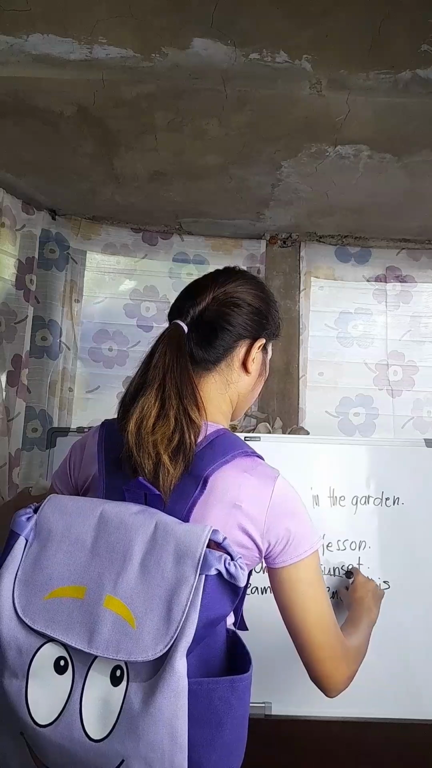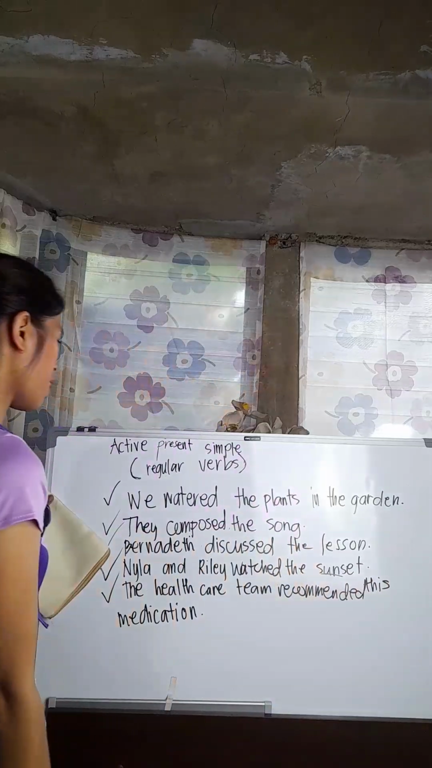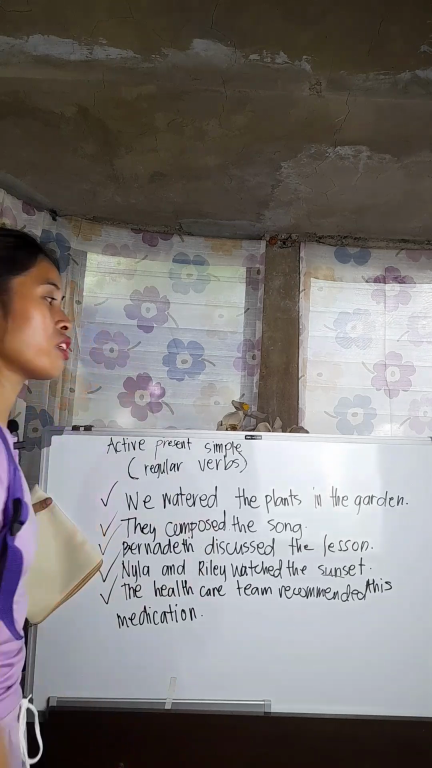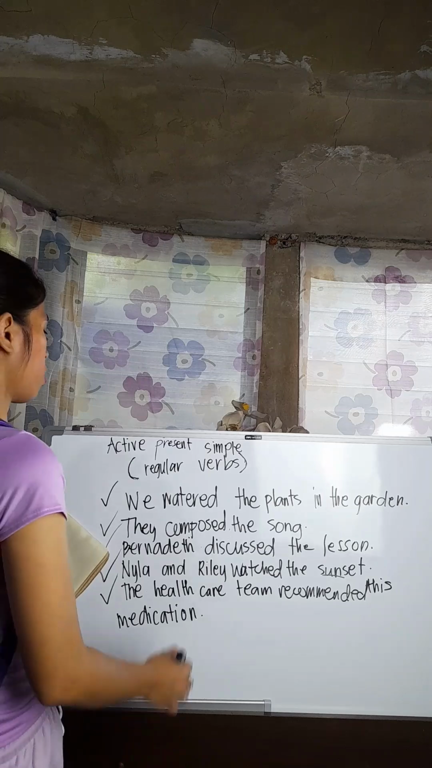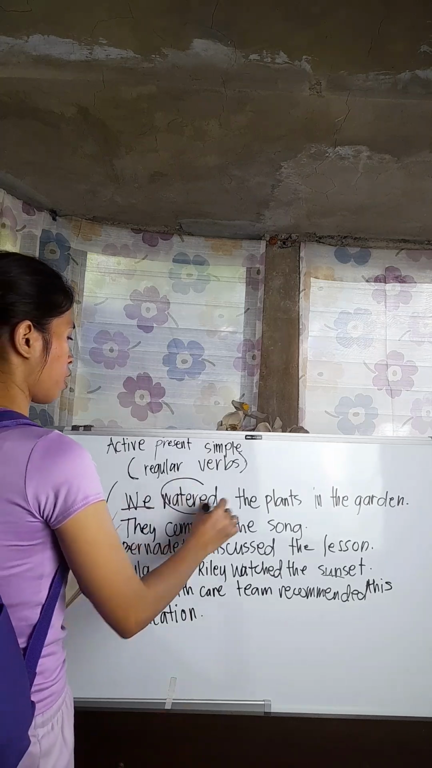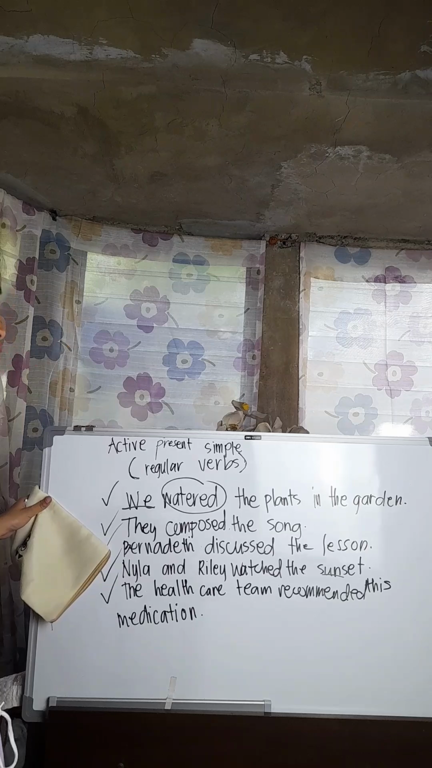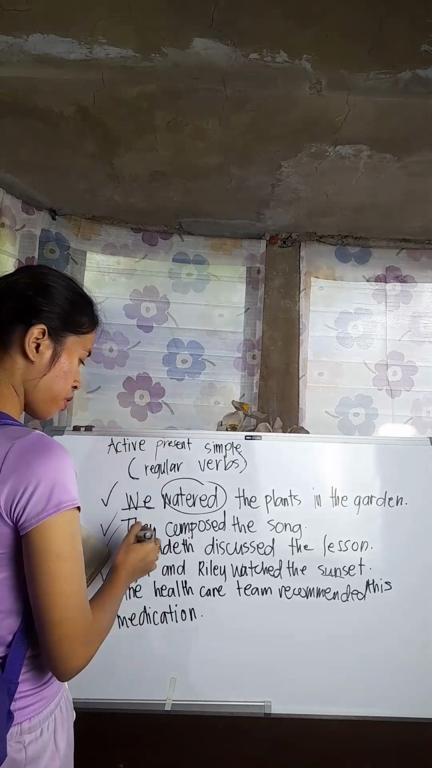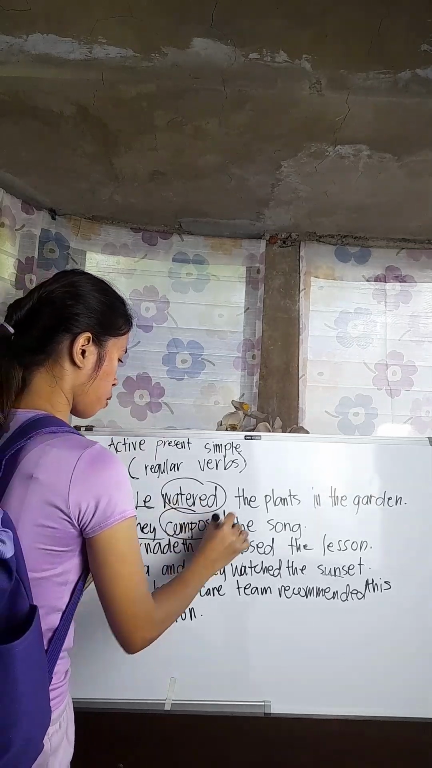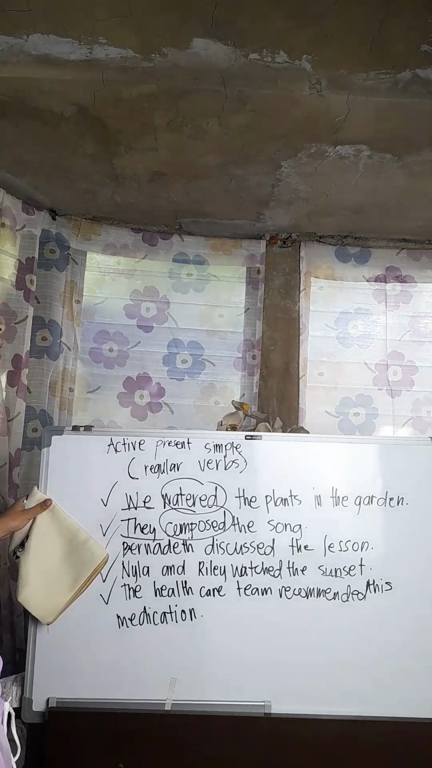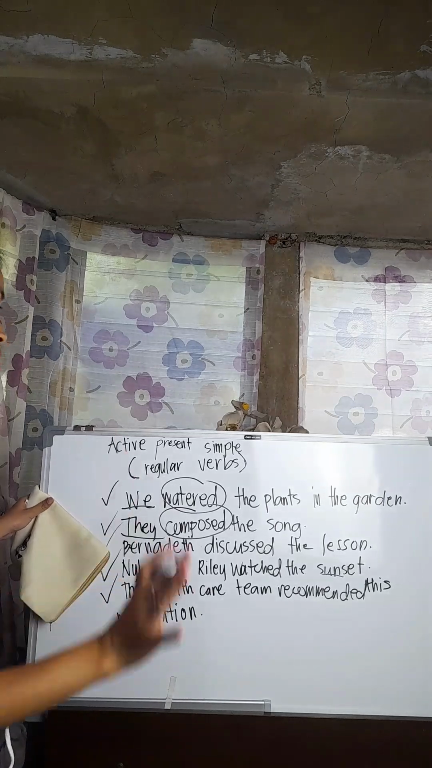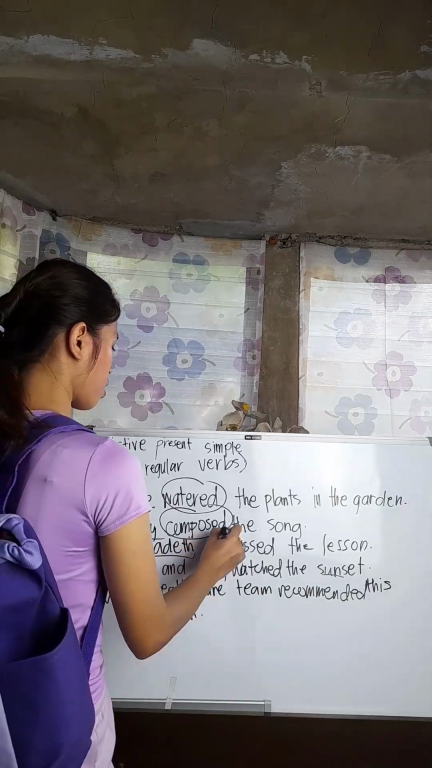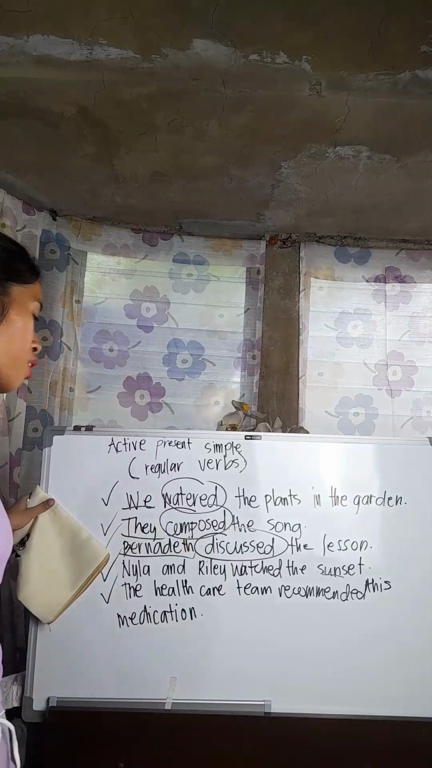Alright. Okay. For the sixth sentence, we watered the plants in the garden. We as the subject, watered as the past simple verb. Next, they composed the song. They as the subject, composed as the past simple verb. Next, Bernadette discussed the lesson. Bernadette as the subject, discussed as the past simple verb.